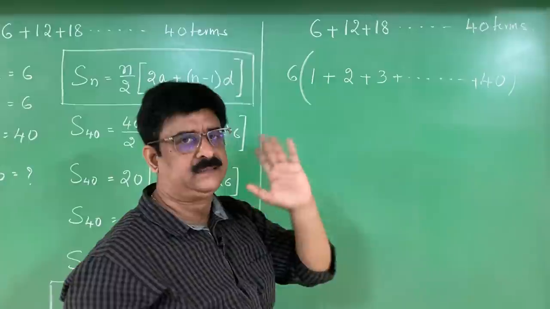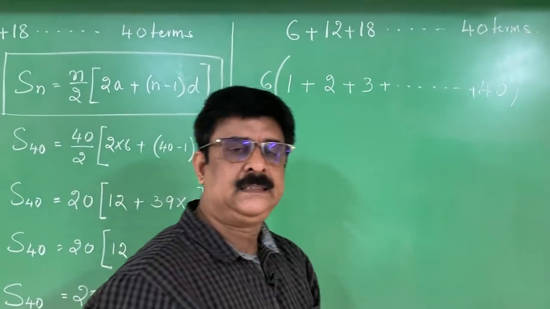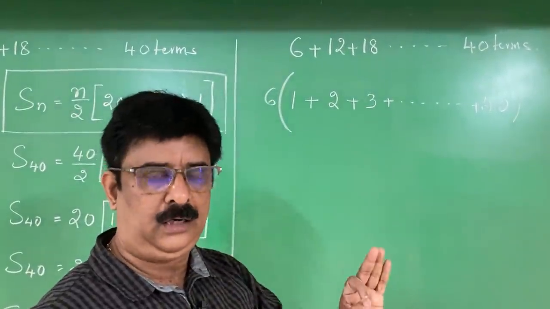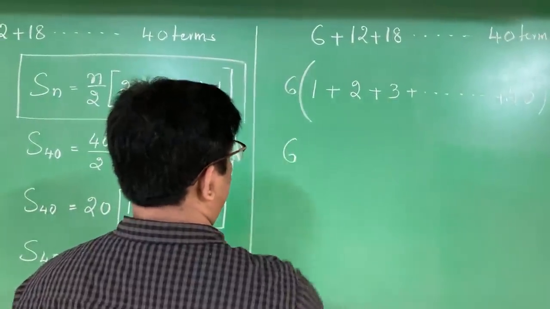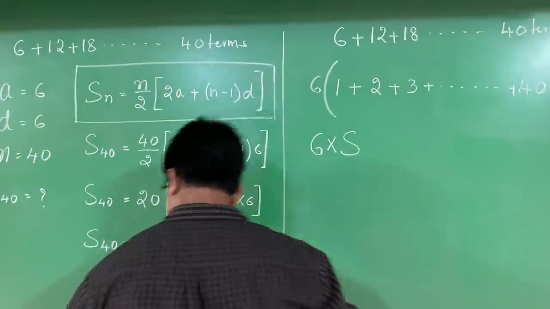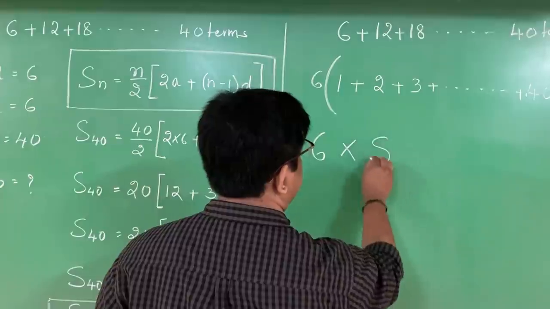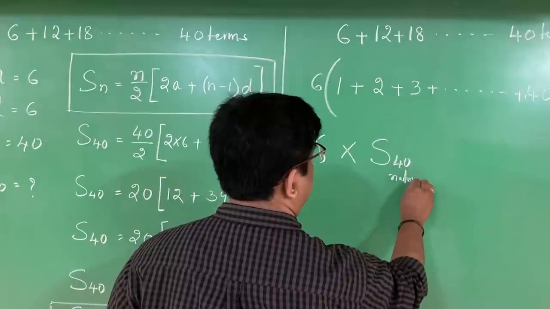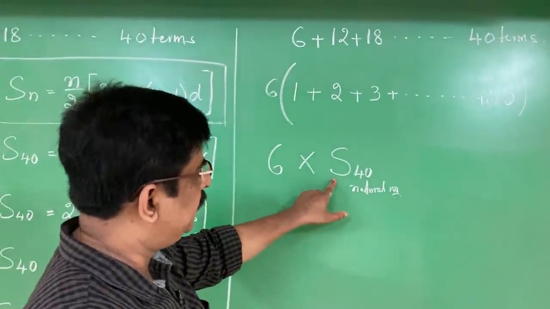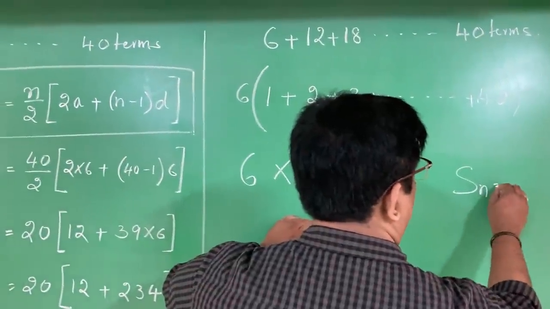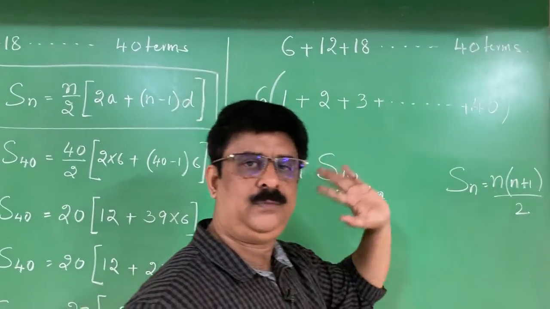Because all these numbers have 6 as a common factor, see the numbers inside this. It is nothing but the natural numbers. For the sum of the first n natural numbers, there is a formula called Sn is equal to n into n plus 1 divided by 2. Means, I can write this as 6 into S40 of natural numbers. Natural numbers means all natural numbers are included, 1 plus 2 plus 3 plus 4, like that. Sn is equal to n into n plus 1 divided by 2. I am applying this one.